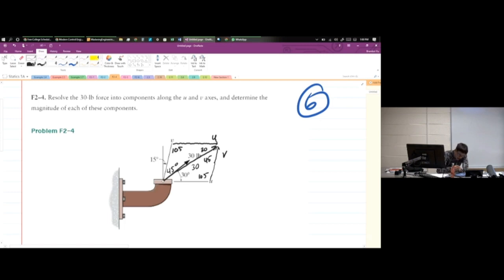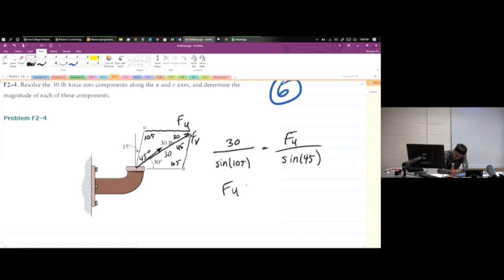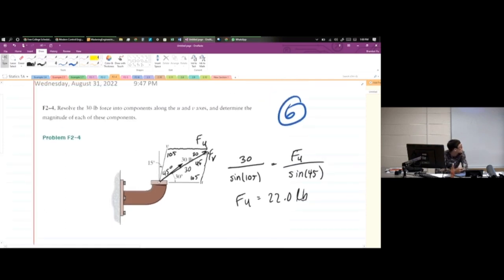So that means that 30 over sine 105 is going to be equal to what? We can say that this would be an FU force and an FV force. So 30 over sine 105 is going to be equal to the FU force over sine 45. And if you plug this into a calculator, you're going to get FU equals 22.0 lb, because it says 30 pound force, so this one would be in the US units instead of the metric units. So then how would I find FV?